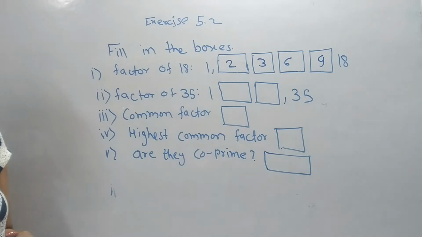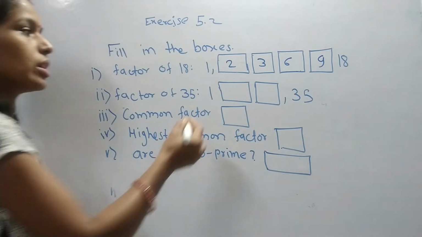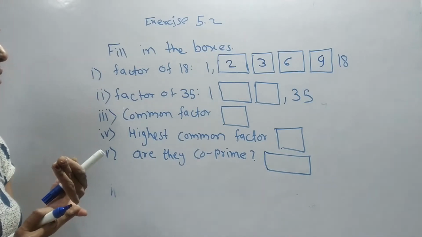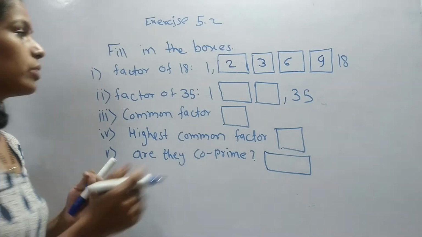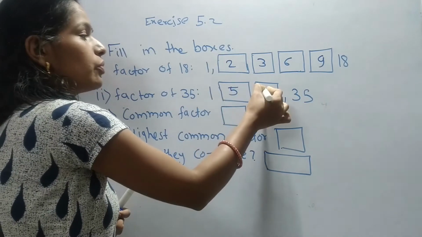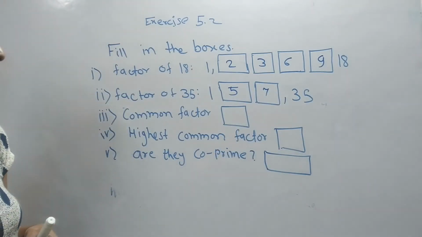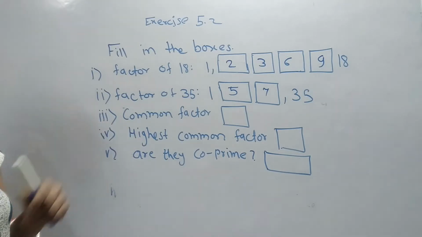So these are the factors of 18. Factors of 35: 1 is a factor, 2 is not a factor of 35, 3 is not a factor of 35, 4 is also not a factor of 35, 5 is a factor of 35 and 5 sevens are 35. So 5 and 7 are the factors of 35: 1, 5, 7, 35. What are the common factors?